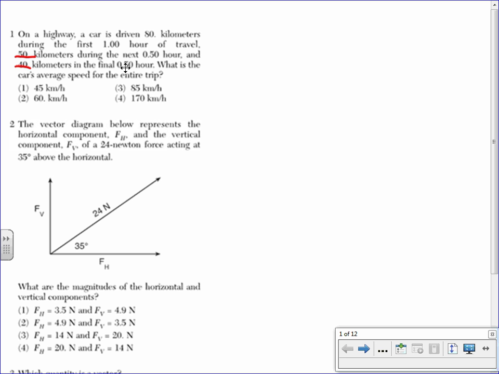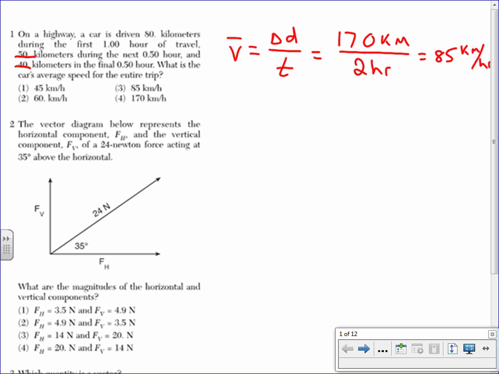So the first problem is a car that's driven on the highway, and we're asked to find the average speed. So average speed is the distance traveled divided by the time that it takes to do that. And we're going to do the total distance divided by the total time. So we have 80 kilometers for the first 1 hour, 50 kilometers for the next half an hour, and then 40 kilometers for the next half an hour. So that gives us a total of 170 kilometers, and it takes us 2 hours to do so. And if you do 170 divided by 2, you get your 85 kilometers per hour.